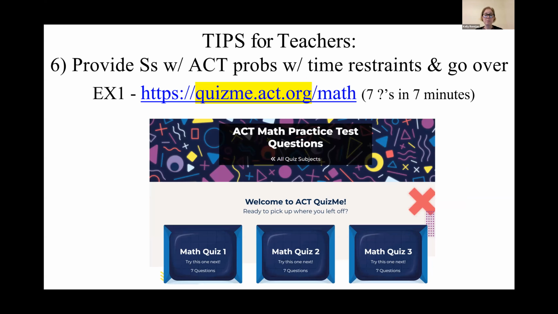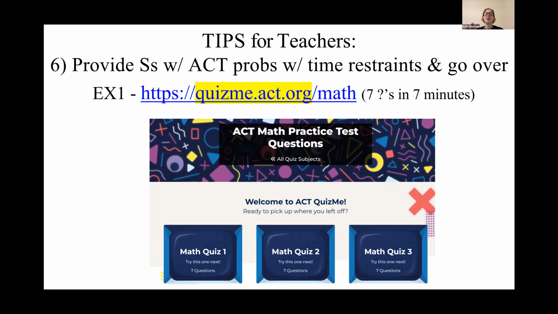ACT has Quiz Me problems. There are 7 questions here. So maybe after you've given students practice problems, now you're going to have them do these with time restraints. So maybe they have to do these 7 problems in 7 minutes.